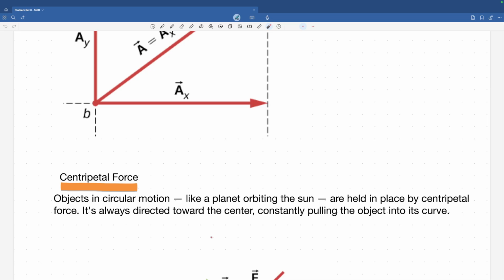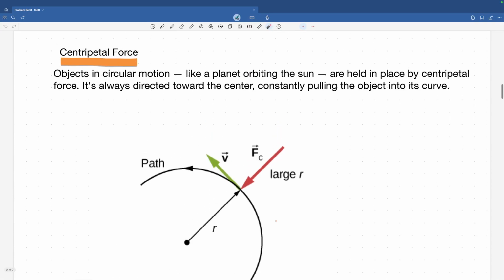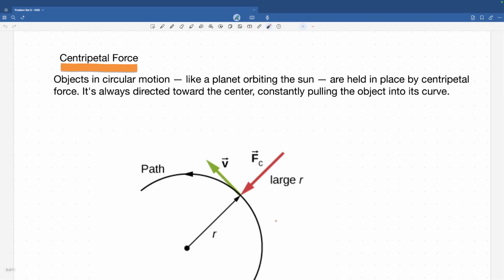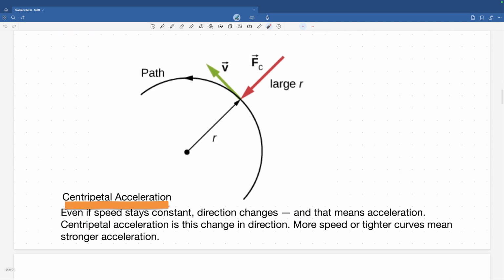And the formula for centripetal force will come in later. It's mass times the square of the velocity divided by radius. Don't worry about it right now, but just know that there is centripetal force and there's also centripetal acceleration. Okay? Centripetal acceleration multiplied by the mass is going to give you centripetal force.